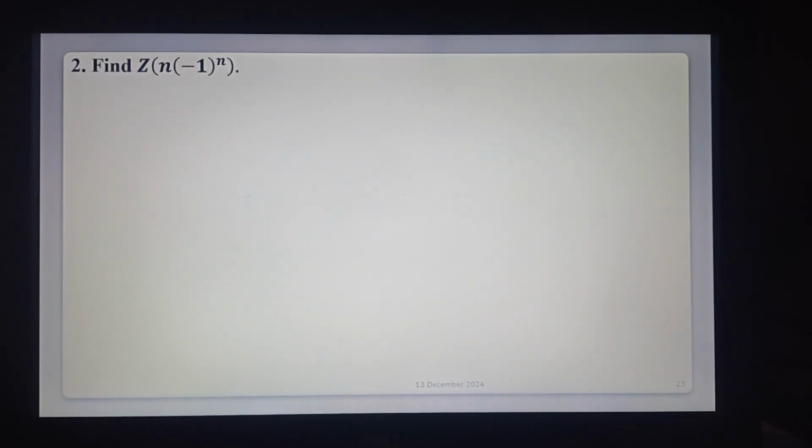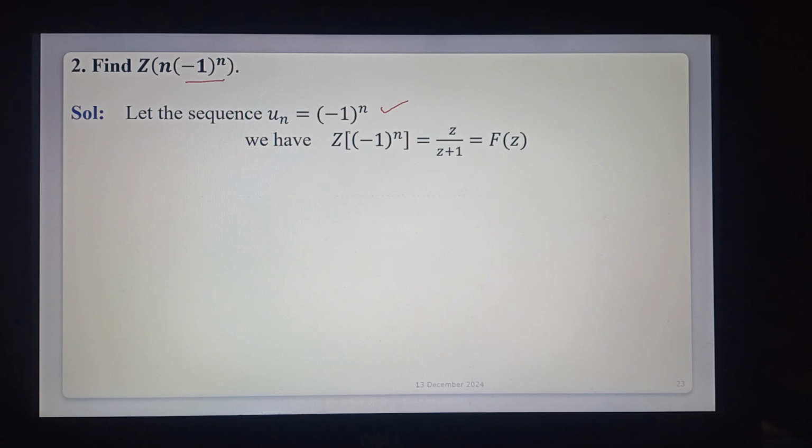Second example, find the z transform of n into minus 1 power n. Which form is this? n into un, where un is equal to minus 1 power n. Now finding the z transform: the z transform of the sequence minus 1 power n is, by the formula already found, z by z plus 1, which is equal to f of z.